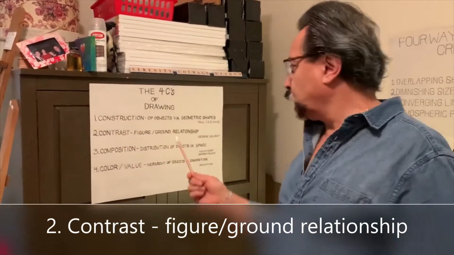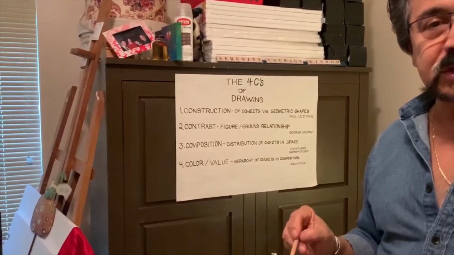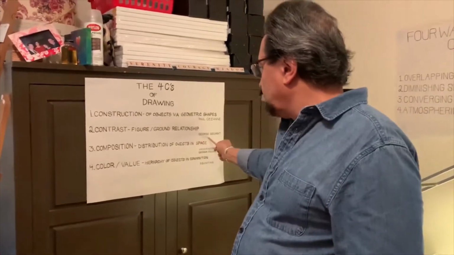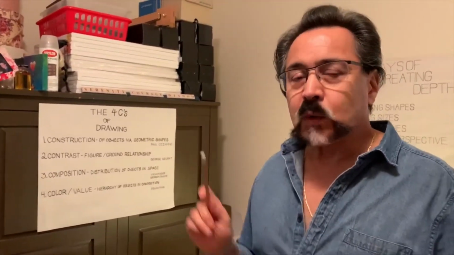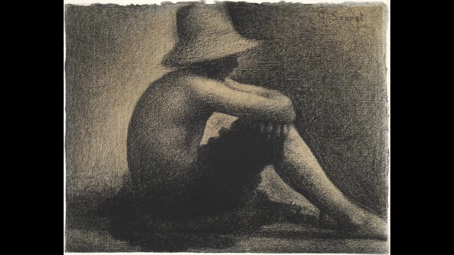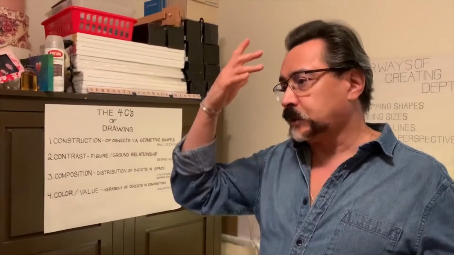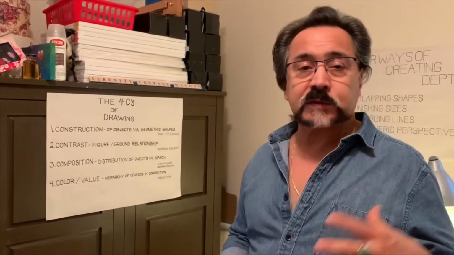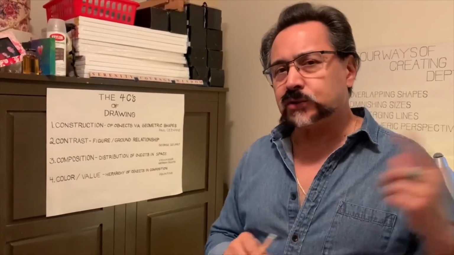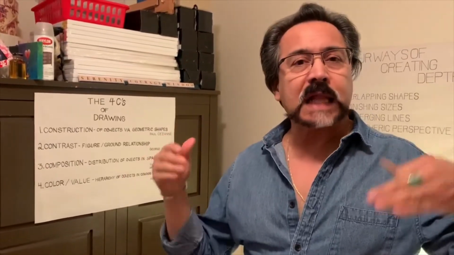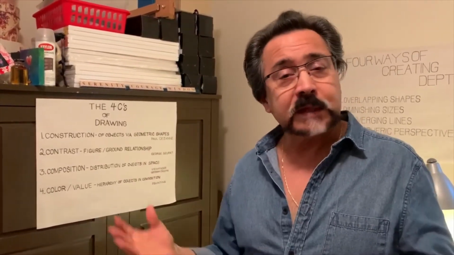2, contrast, what we call figure-ground relationship. Figure-ground relationship, we use the artist George Seurat in one of his paintings, known as The Bathers. And there's a gentleman sitting on the grass with a straw hat. And you can see when he does a drawing, before he gets to the painting, how he first establishes light source. Where is my light coming from? Then automatically you know where your shadows are. If your light comes from the right side, your shadows are automatically on the left. That's simple.